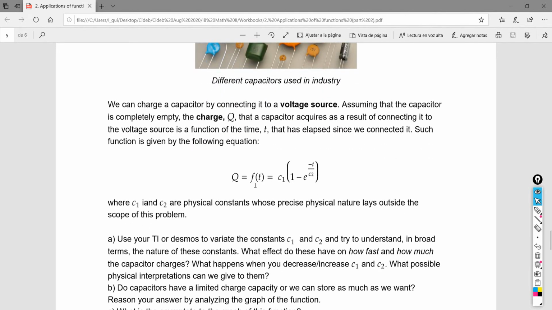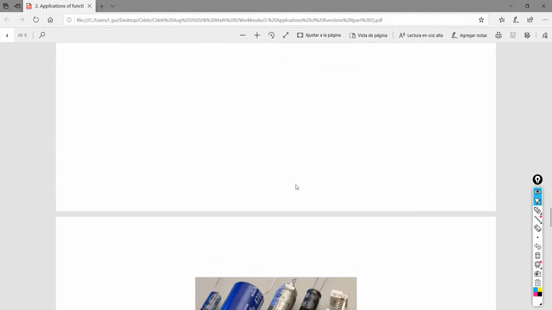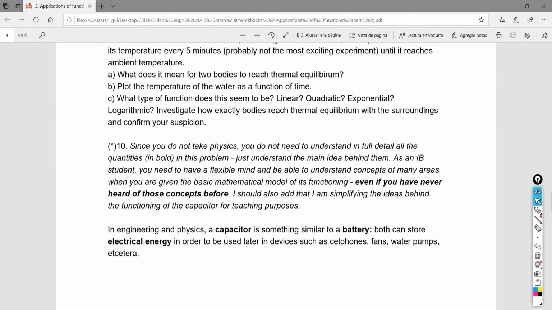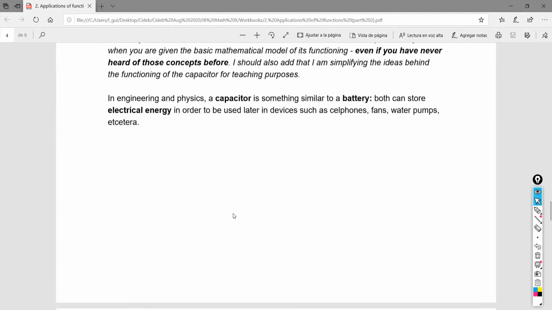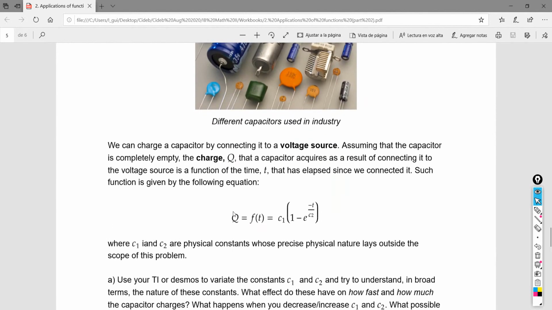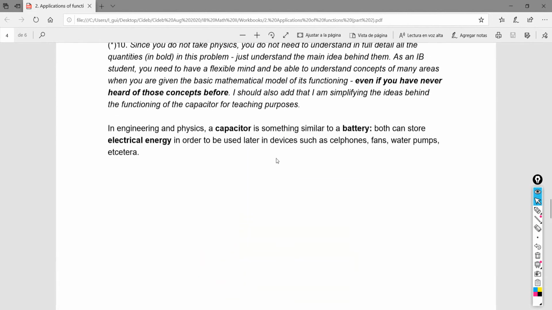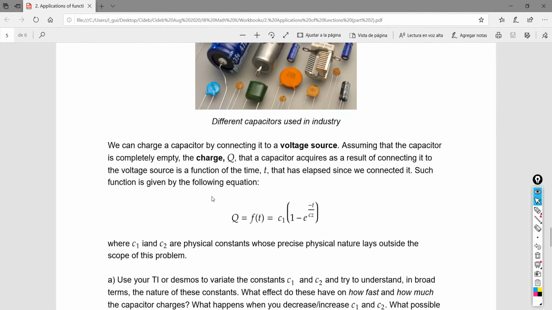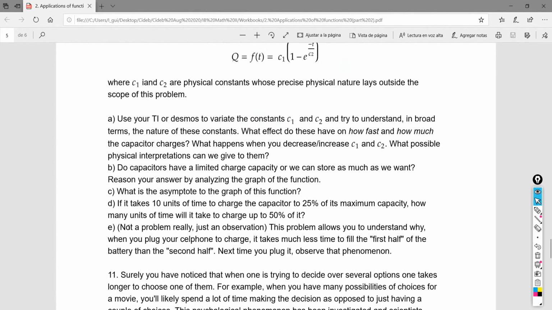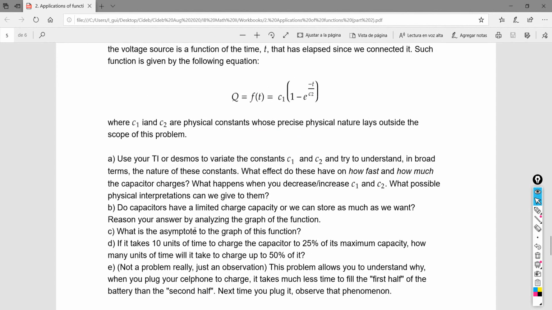It's not your duty to understand the physics behind this. Just take the model and analyze it. That's the thing you can do, and I want you to have that flexibility of mind. So the first thing you're going to do is pause this video and read the whole problem two, three, four times, as many times as necessary, in order to understand all of this basic context. It's very basic, I'm oversimplifying things, and all the questions. I need you to do that first.